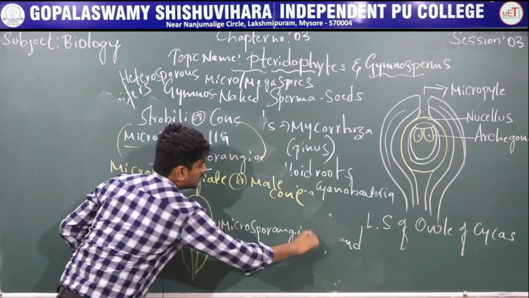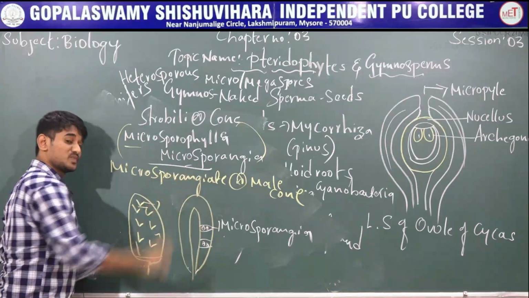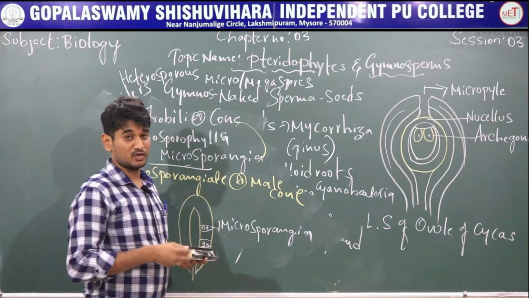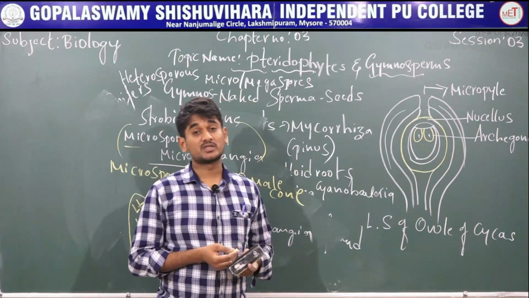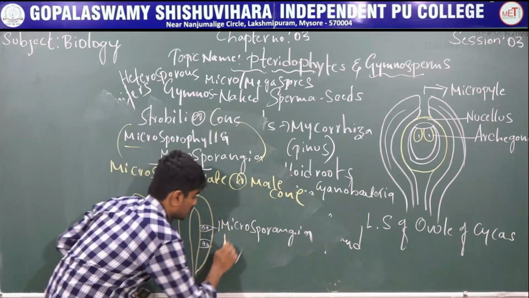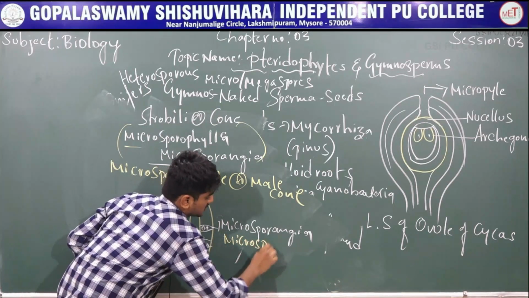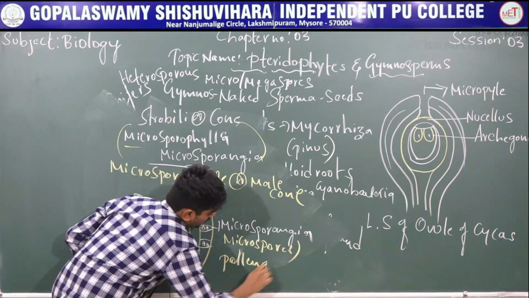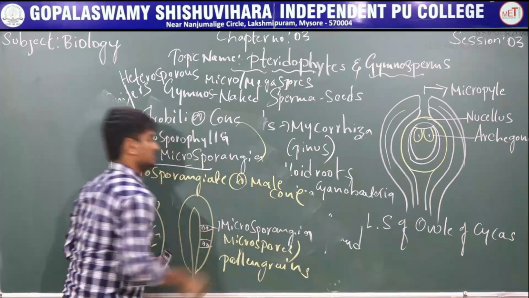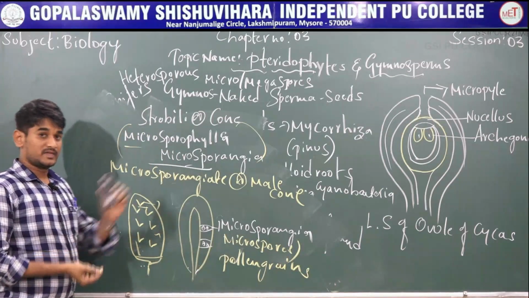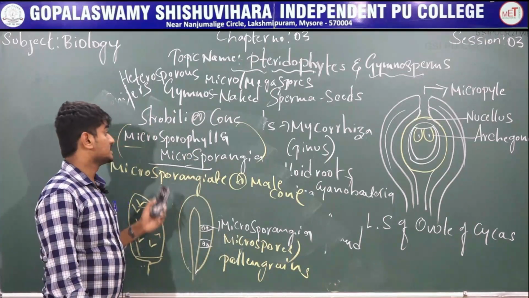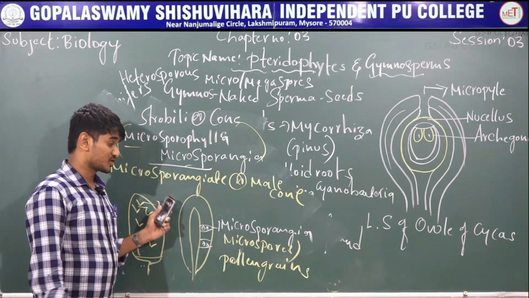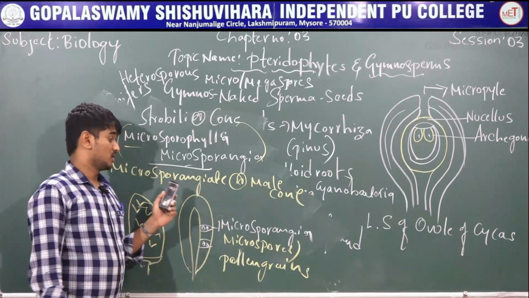Within the microsporangia, there is presence of microspore mother cell. That microspore mother cell undergoes meiosis to produce microspores, which are also called pollen grains. Yes, if the strobili or cone bears microsporophyll and microsporangia, it is called microsporangiate, also called male cone.